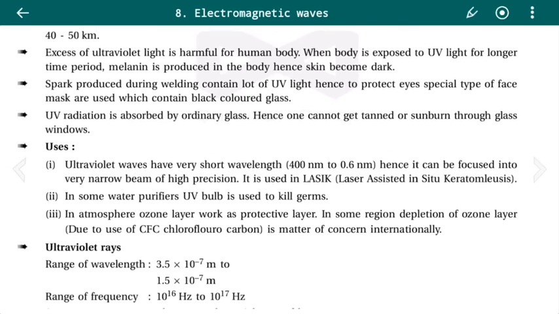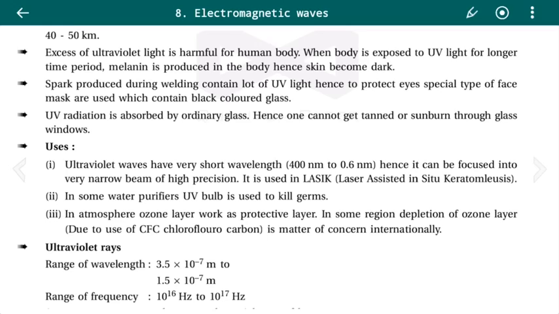Sparks produced during welding contain a lot of UV light, hence to protect the eyes, special types of face masks are used which contain black colored glass. You might have observed a person doing welding. The welder wears special glass because UV light is used for the welding purpose, and this UV light may cause damage to the eyes. So we can say the use of UV light is for welding, and it damages the eyes.